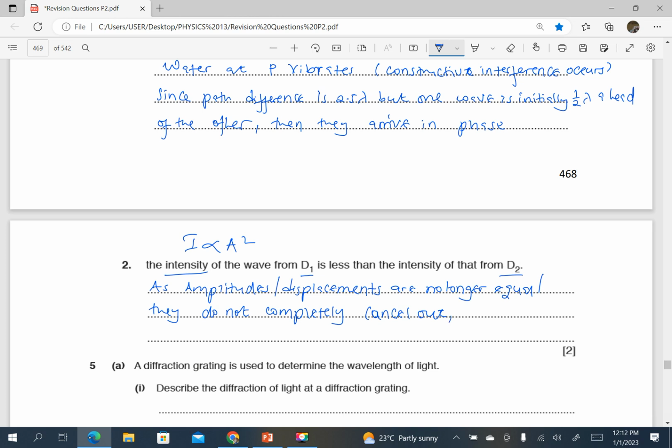So the water at P vibrates. Although it may vibrate with a smaller amplitude, it still vibrates. I will just say in brackets, although with small amplitude. This is just an addition, just to add more clarification.